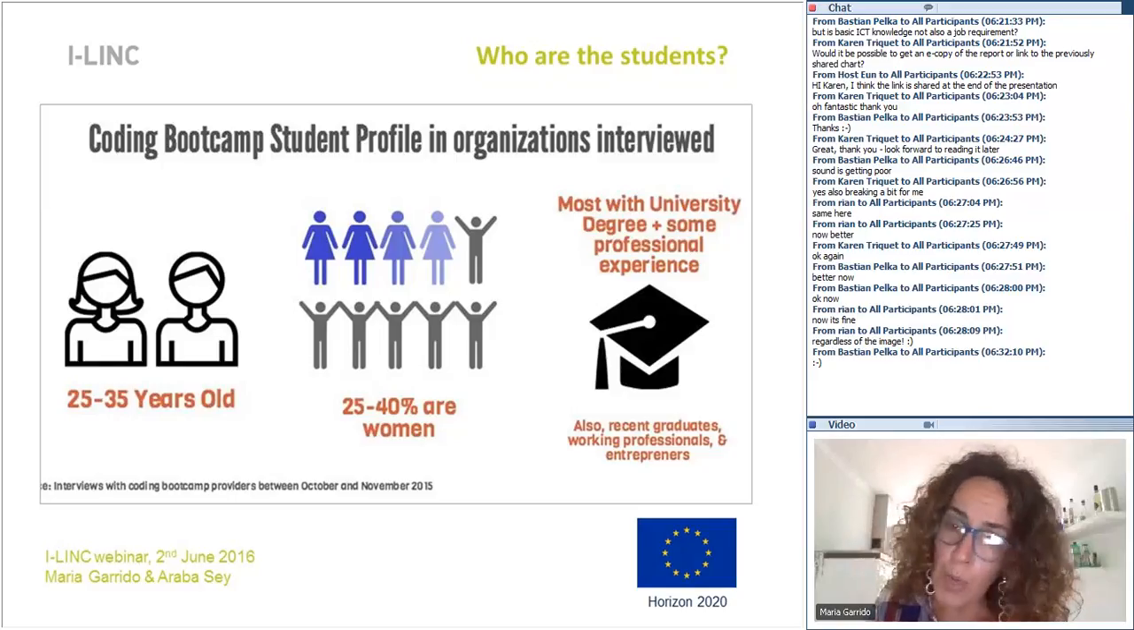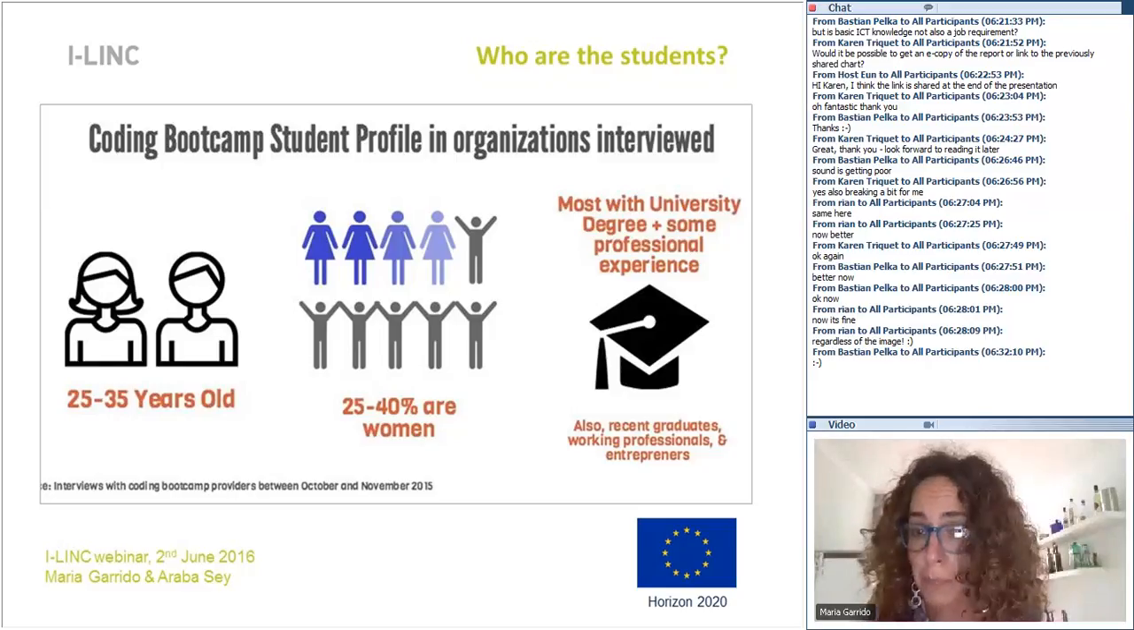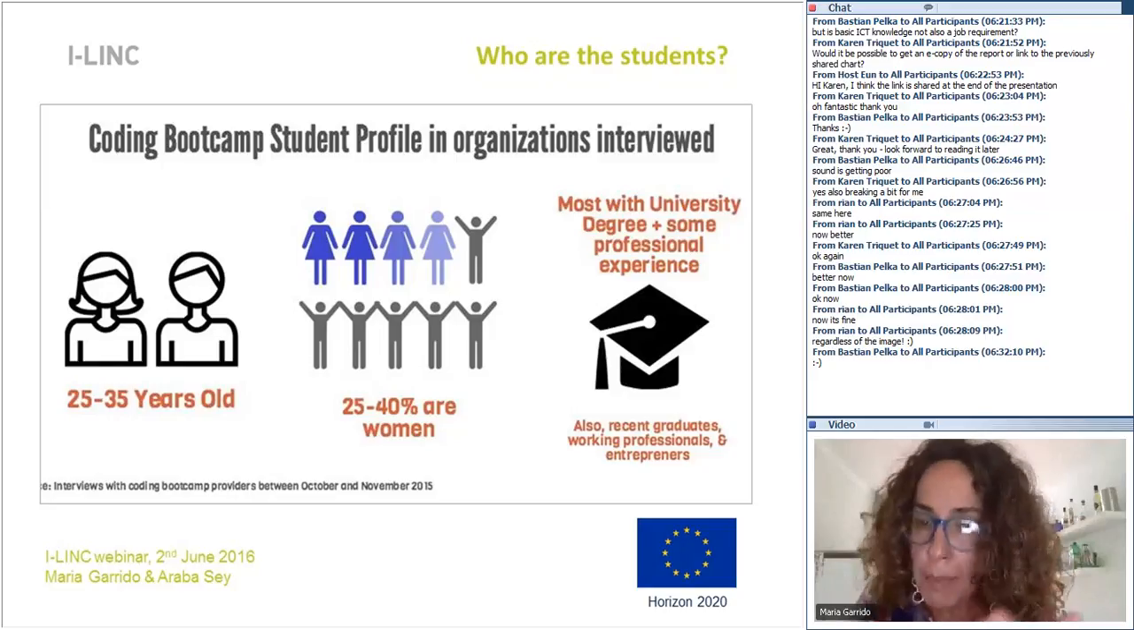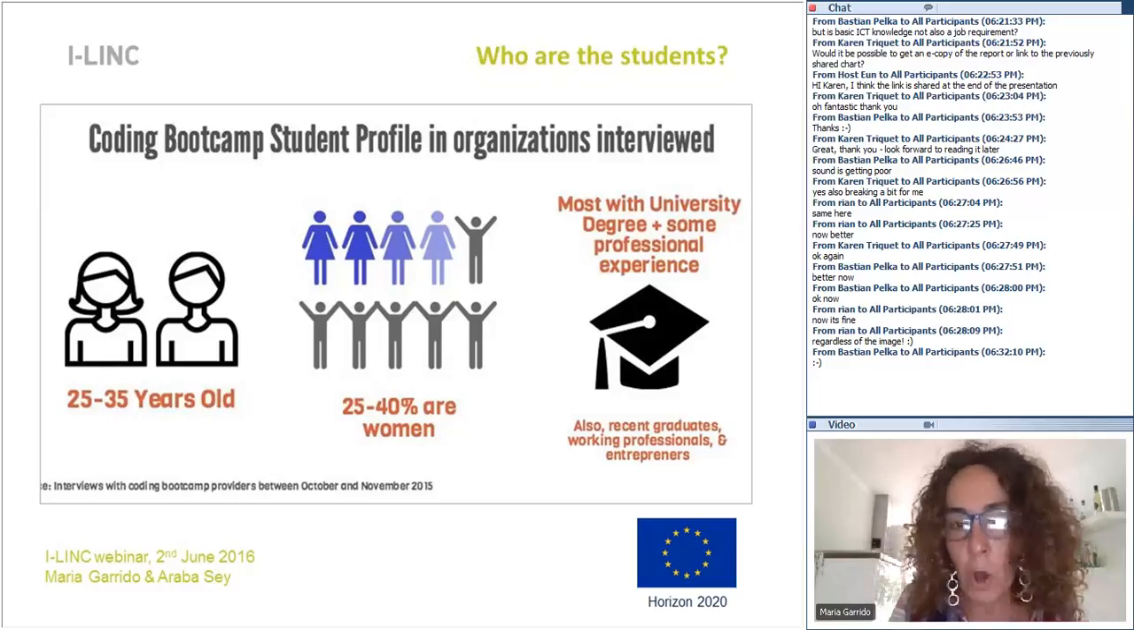These are youth that many of them come with a university degree, not all of them. There are certain coding bootcamps that actually are designed for people who did not have the opportunity to go to a university. And some of them come with some professional experience as well. That doesn't make it less relevant. These are still youth that are in precarious employment, right? Most of them come to the bootcamps as a means to find a better job for themselves.